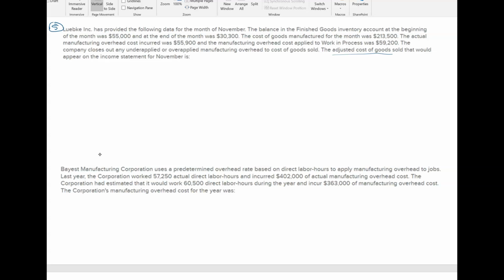So here we have manufacturing overhead applied was $59,200. And the actual manufacturing overhead is $55,900. We know what we applied and we know what was actual. So let's just look at the T account. You can do this a couple of different ways. So let's look at the T account.